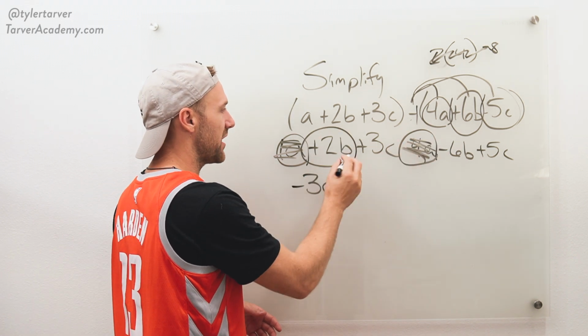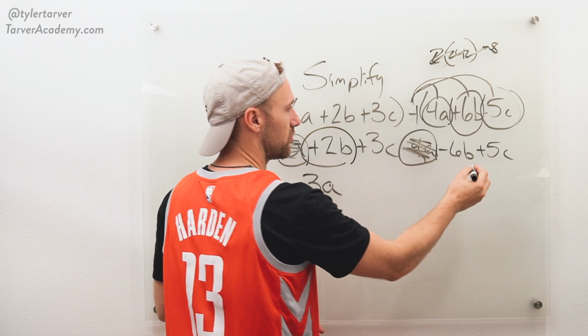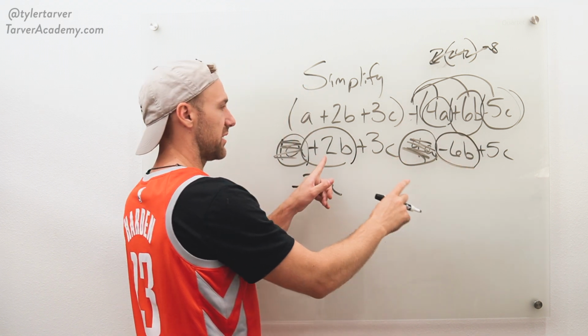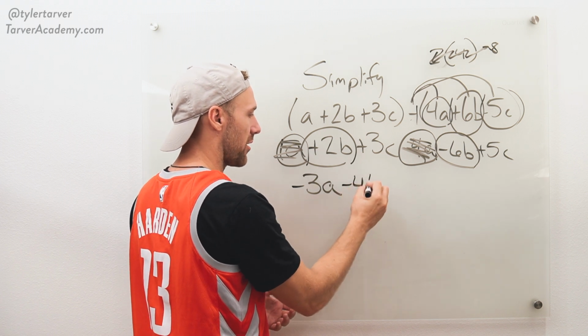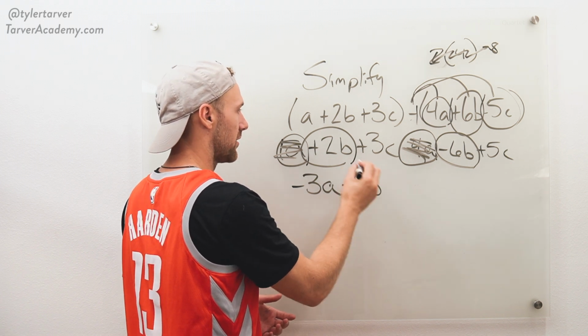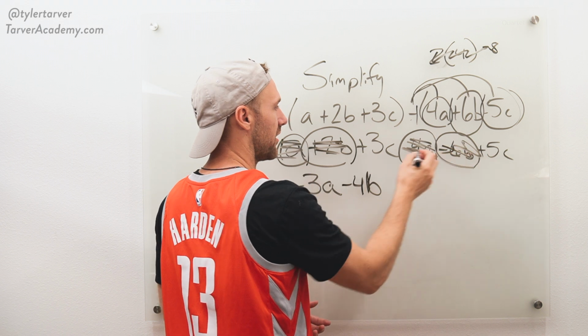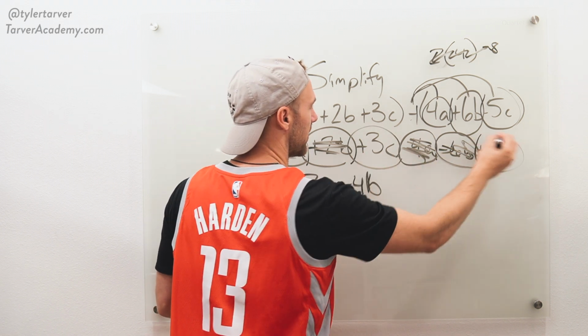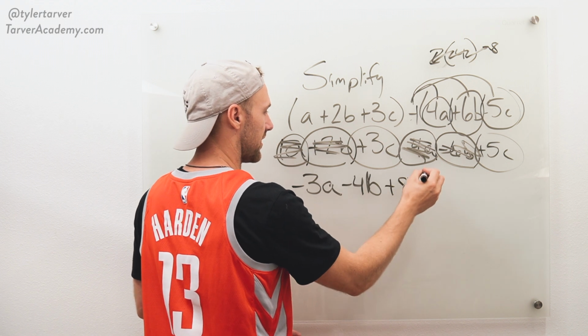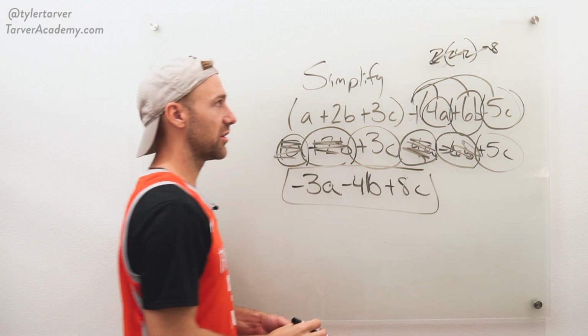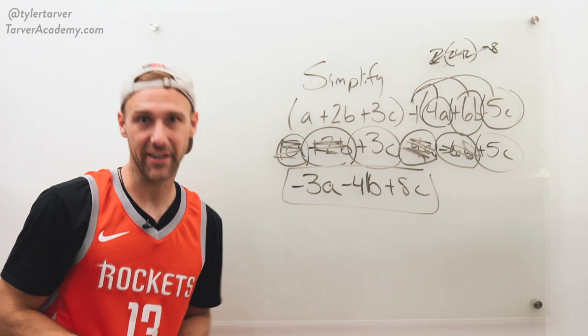So now I'm looking at my b's. Only ones. So I'm taking positive 2 minus 6, which is -4b. Okay, it cancels out. Lastly, we do c. Positive 3 plus 5 is positive 8c. And that, ladies and gentlemen, is how you would simplify that equation.